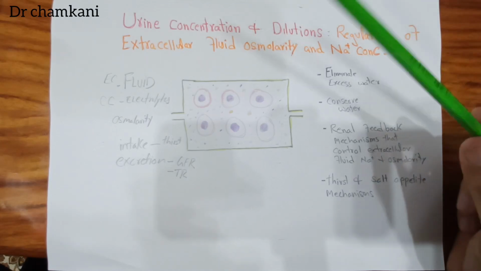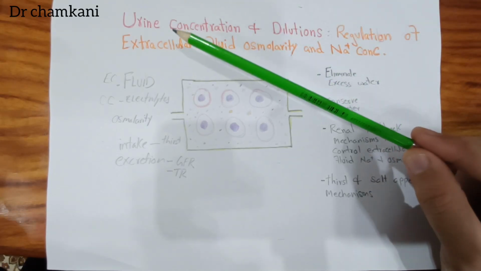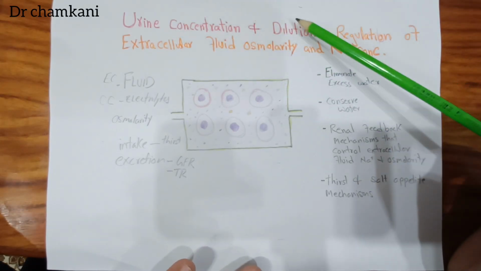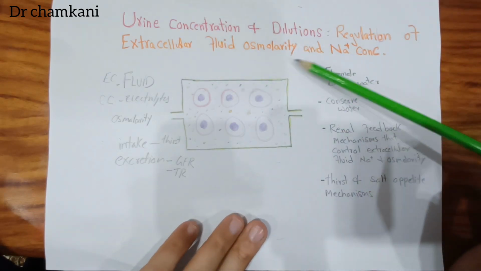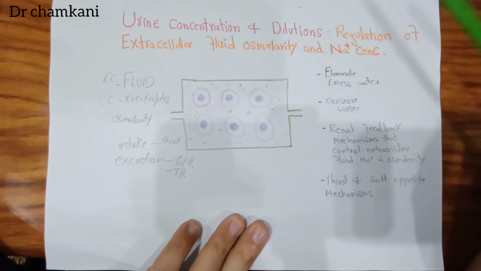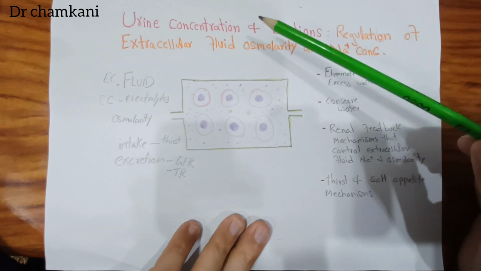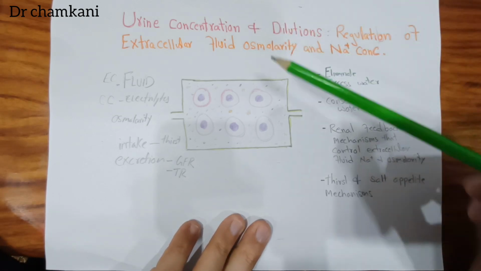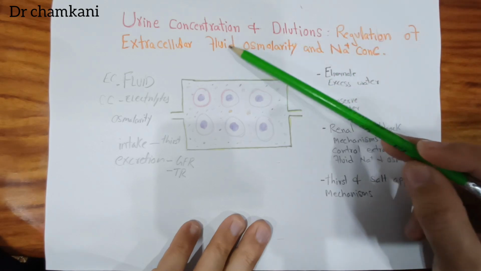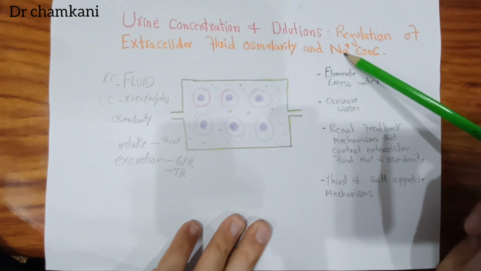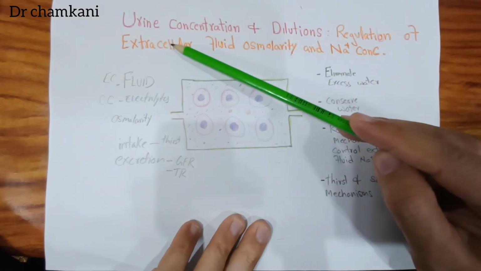Today we are going to start a new chapter in the renal system that is about the urine concentration and dilutions, and also regulation of extracellular fluid osmolarity and sodium concentration. So the whole chapter is about the concentration and dilution of urine as well as a regulation of fluid osmolarity and sodium concentration in extracellular fluid.